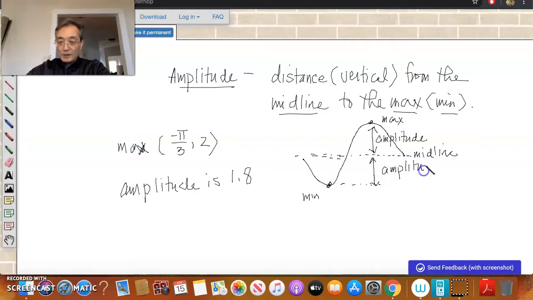Because since the midline is exactly halfway between the max and the min, the vertical distance from the midline to the max should be equal to the vertical distance from the midline to the min. Why? Again, midline is halfway, right? It's always halfway between the max and the min. All right, guys? So we know the amplitude is 1.8. Okay, so the amplitude is 1.8 here. Well, it's going to be 1.8 down here as well, right?